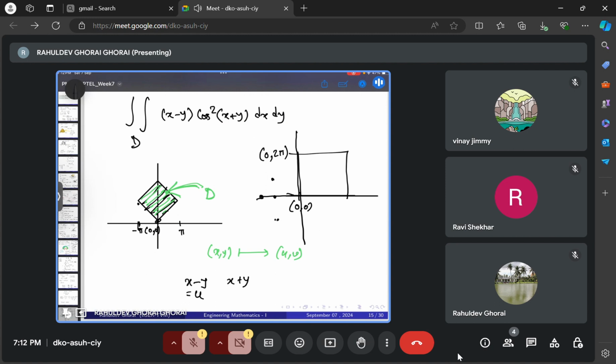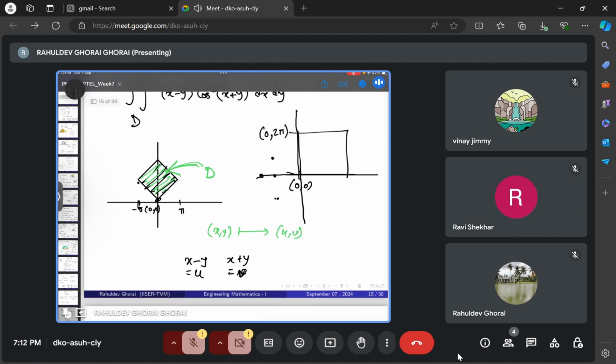I mean, x plus y is equal to v and x minus y is equal to u. If you take that, then you will see a 2 times this thing will come. So instead of that, what we will do, you can take x minus y equal to u and x plus y equal to v. From these two, x will be (u plus v) over 2 and y will be (u minus v) over 2, right?